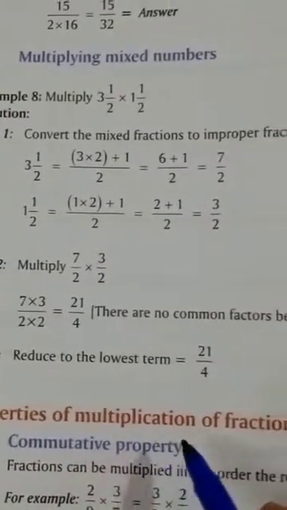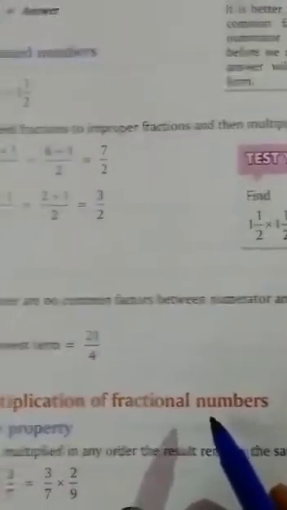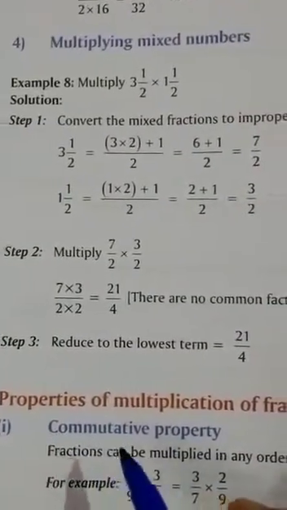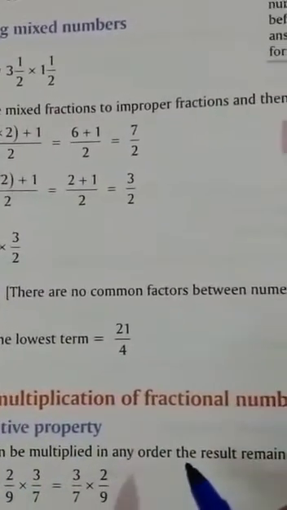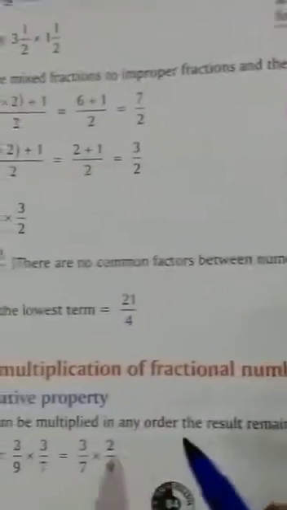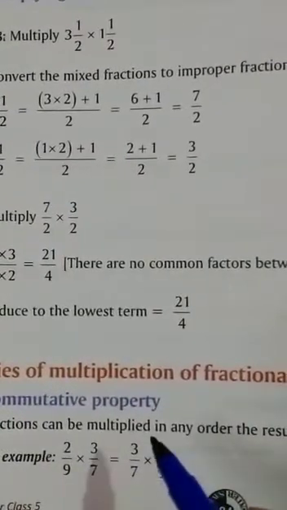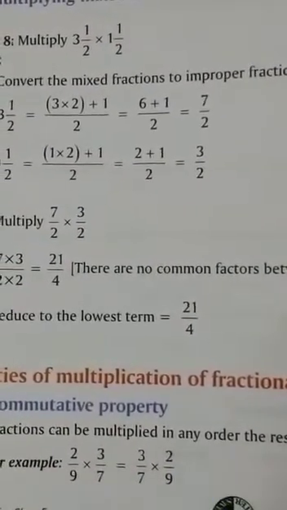Properties of multiplication of fractional numbers. Property 1, commutative property. Fractions can be multiplied in any order. The result remains the same. It means you have to change the order, and your answer should always be the same.